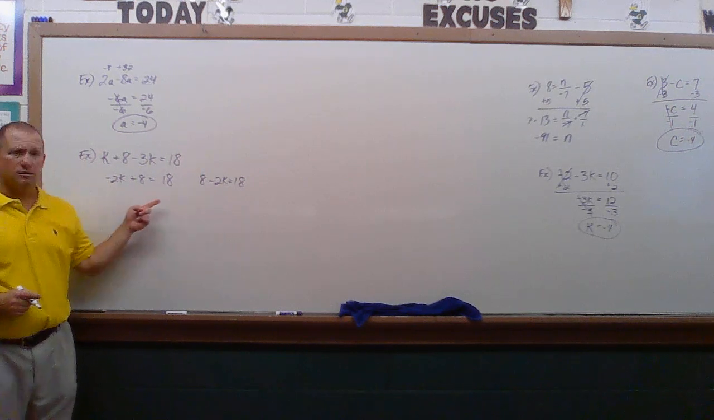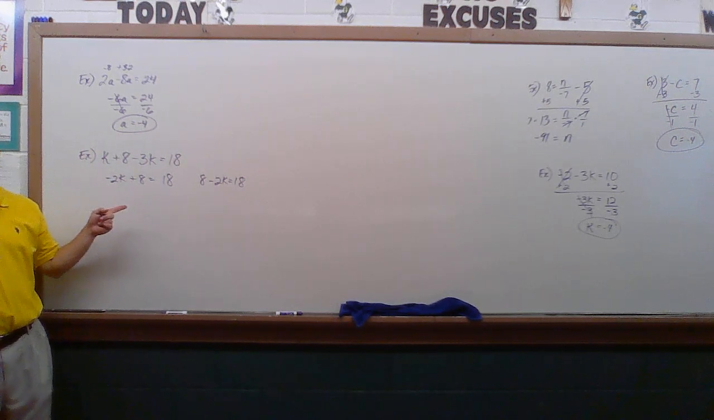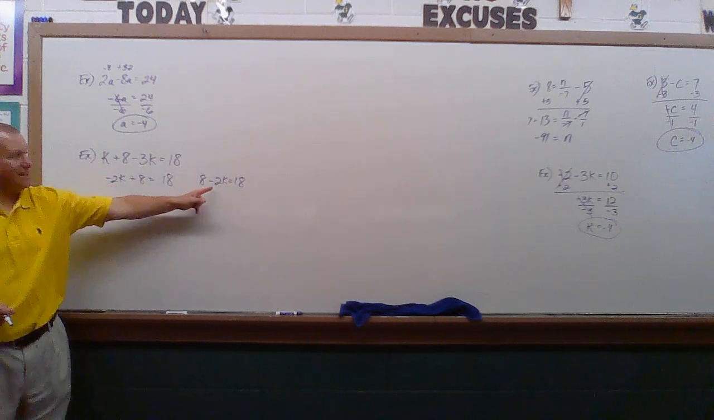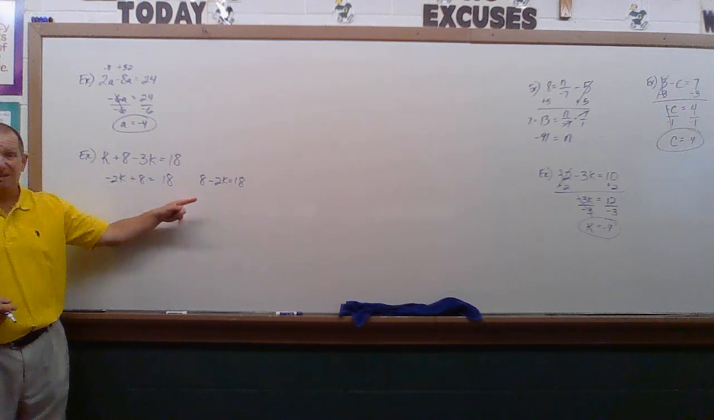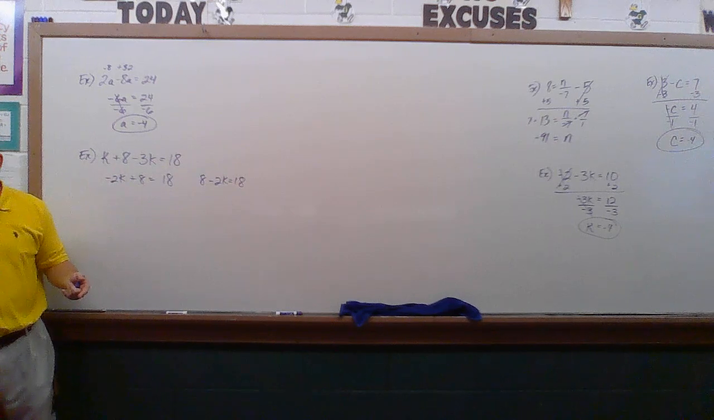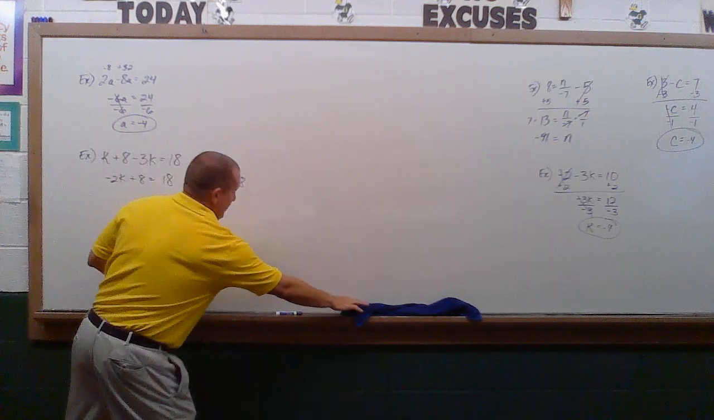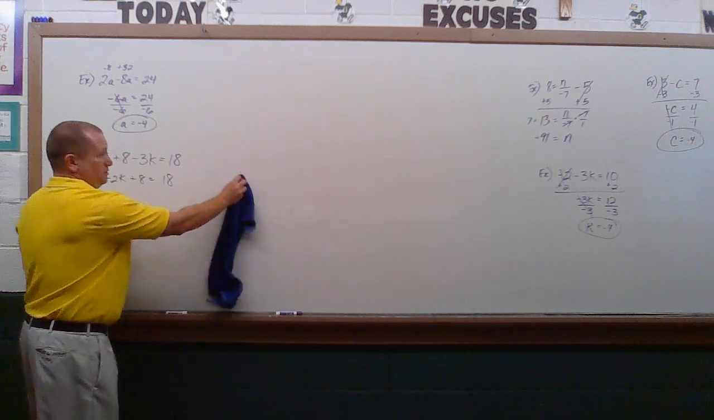These two equations right here? Are those different? No, right? Negative 2k, positive 8, positive 8. I just wrote it in a different order. Okay? Did everybody get this part?